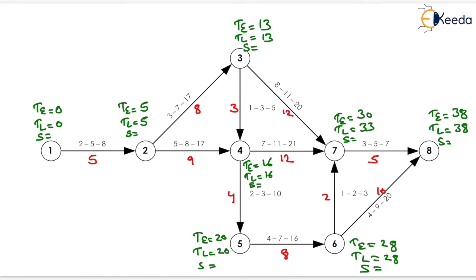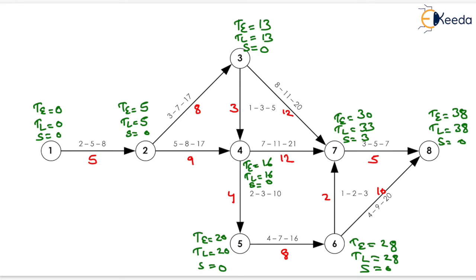Now we have to find the value of slack for each and every event. It will be the difference of TL and TE. So here 0, 0, 0, 3, 0, 0, 0, 0. Now we have to mark the critical path. Critical path is that path which will join the critical activities, and critical activities are those activities which will join the critical events, that is events having slack equal to 0 or minimum value.